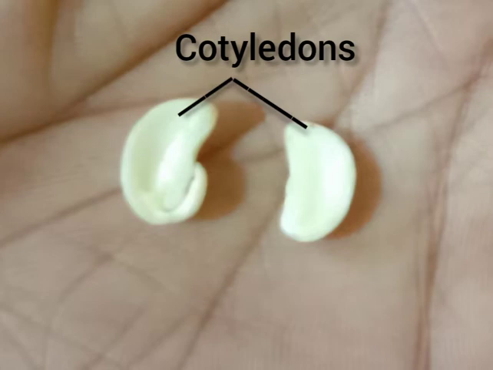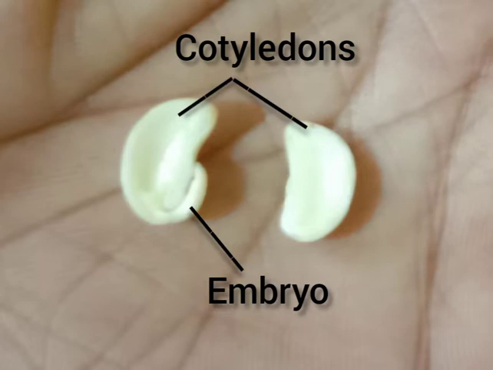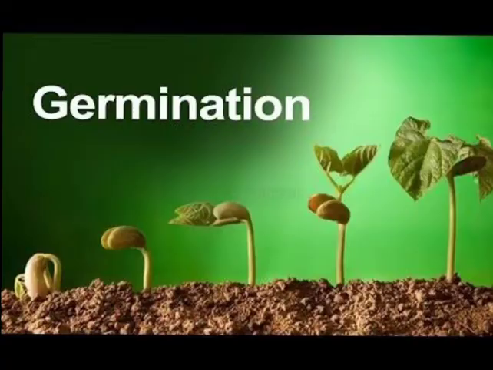Between the cotyledons is the baby plant called the embryo. You can see the baby plant here. The embryo contains a baby shoot and a baby root. The cotyledons protect the baby plant and also store food for the baby plant. So what is the function of cotyledon? It protects the baby plant and also stores food for it. The growth of a baby plant from a seed is called germination and the baby plant is known as seedling.